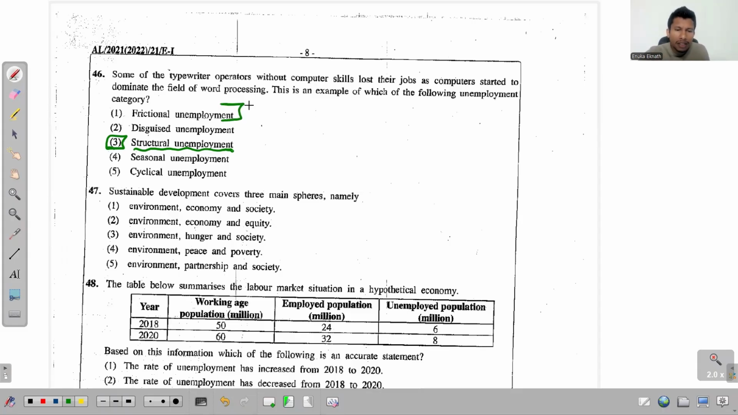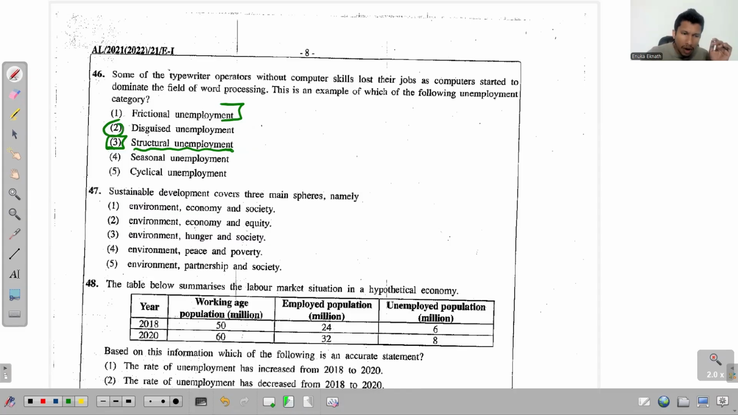What is this frictional unemployment? Frictional unemployment refers to this situation. For example, if one person resigns from the job and is looking for another job, that period of leaving one job and moving to another, we identify as frictional unemployment.